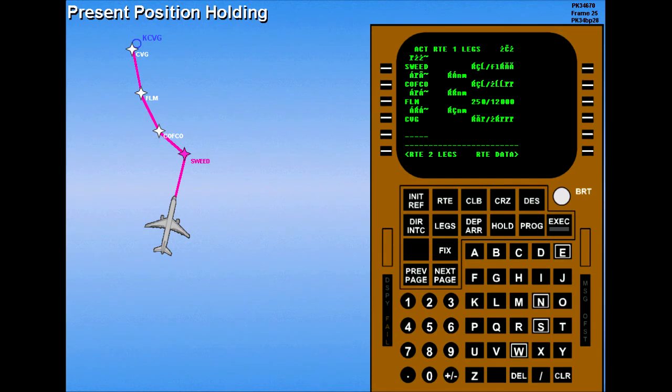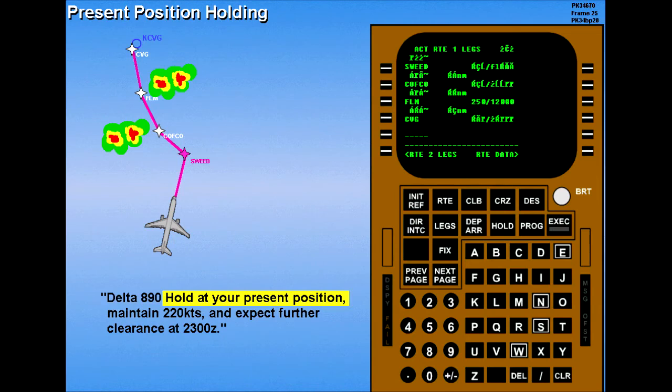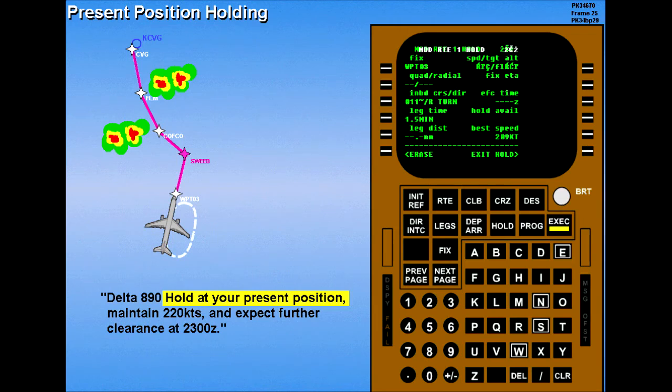Let's assume that due to en route weather, ATC directs you to hold at the aircraft's present position. To set up a present position holding pattern, first select the hold page, and then line select the present position prompt. This will display the modified hold page and the pattern for standard holding at a present position waypoint. In this example, waypoint 3.